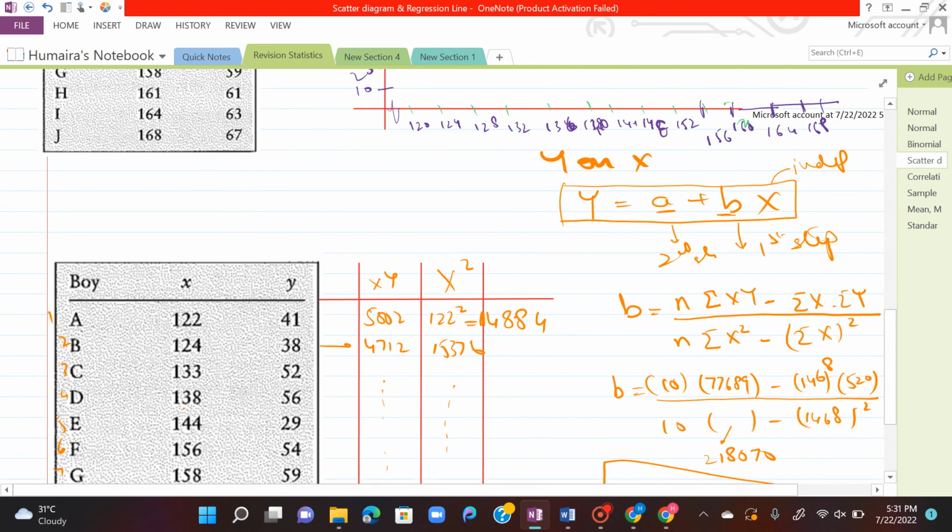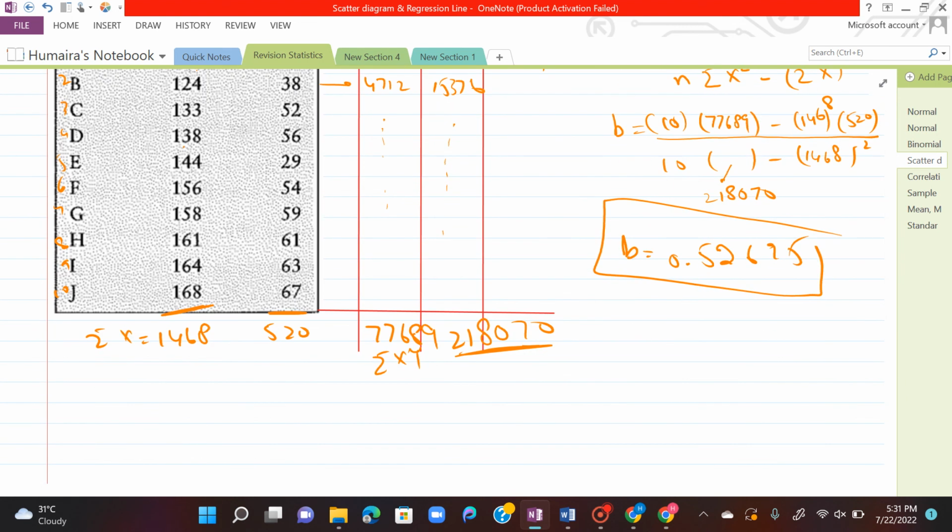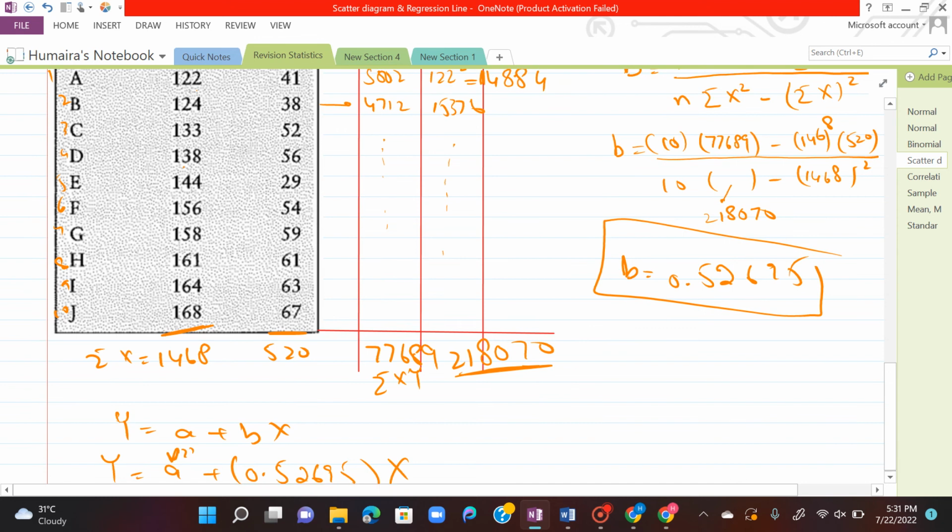You need to find the b value. Now the target is to find the a value. So we know that the equation of the regression line is y equals a plus bx. Now b value I know, y equals a plus 0.52695 into x. So I need to find out the a value. How can I find out? I can find out the a value if I have y and x values. Do I have any point of y and x?